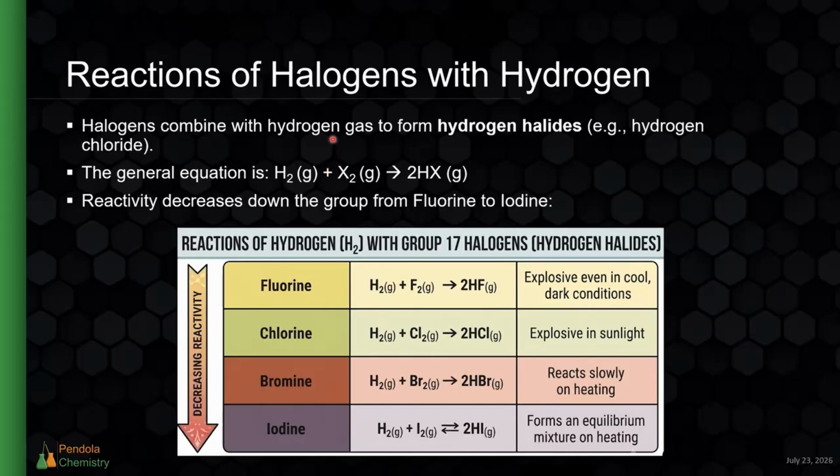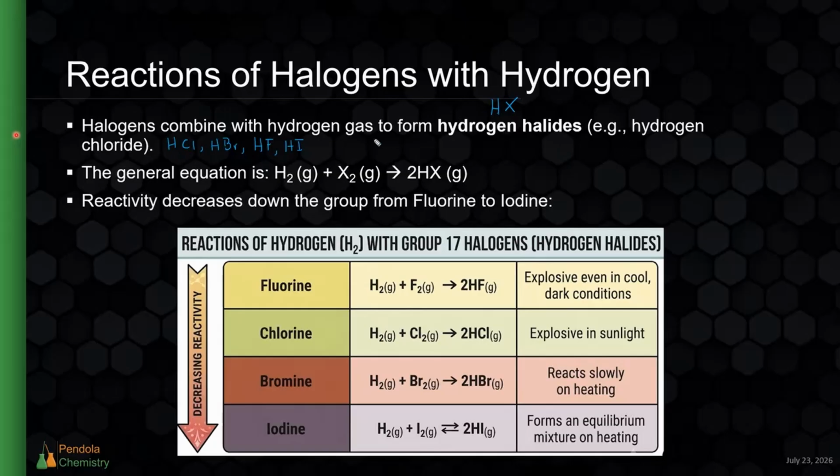Halogens combine with hydrogen gas to form what we call hydrogen halides. For example, hydrogen chloride or hydrogen bromide. Hydrogen halides are just going to be HX, where X is a halogen. So, a 1-to-1 ratio between hydrogen and a halogen. Hydrogen chloride, which is HCl, is a hydrogen halide. Hydrogen bromide, HBr. Hydrogen fluoride, HF. Hydrogen iodide, HI.